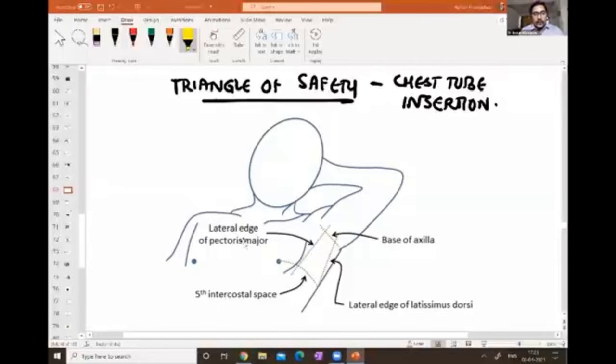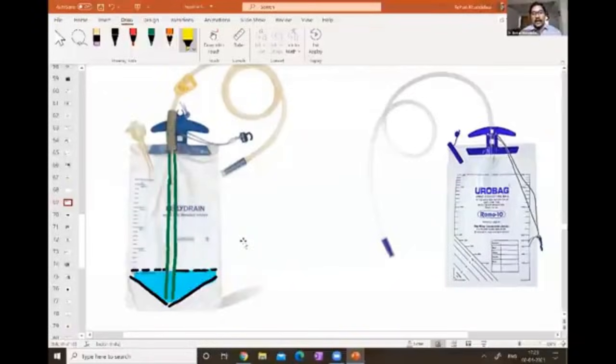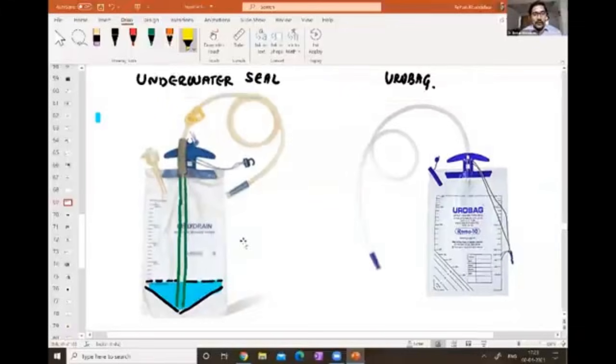Very important question. This was asked in one of the recent exams, and you should be able to identify these two instruments. I even covered this in the first webinar. A urobag is to collect urine when you connect it with the Foley's. All the measurements are present here.